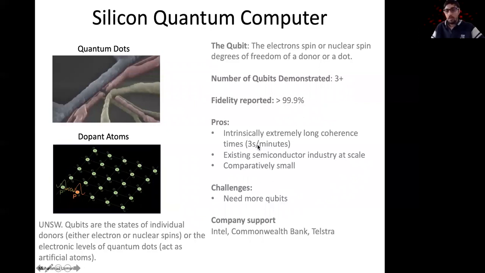Some of the good things about silicon qubits, as I said, are that they are very small, the material is very good, scalability is nice, and coherence time is long. Some challenges: right now, packing more qubits in silicon is a challenge. Research teams are working on it, but it's still a bit more work required.